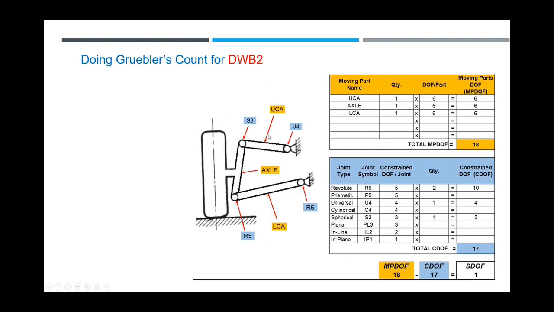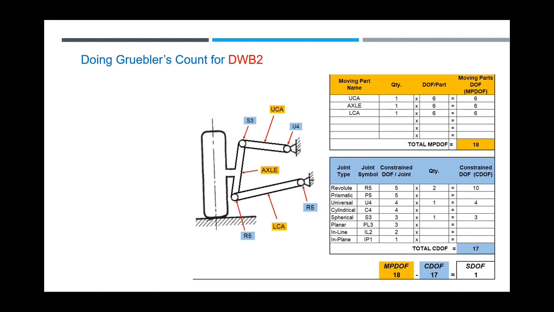I replaced the top bar, instead of two R5s, with a ball joint, which is an S3, and a universal joint. If you do the math, down here we have two revolute joints, which is equal to 10. You have one universal, which is equal to 4, and one spherical, which is equal to 3. So that's 17. 18 subtract 17 is 1, and it works fine. So here it is. I built it as it is. Up here is a spherical joint, you see the ball, and this is a universal joint right here, and it works fine.